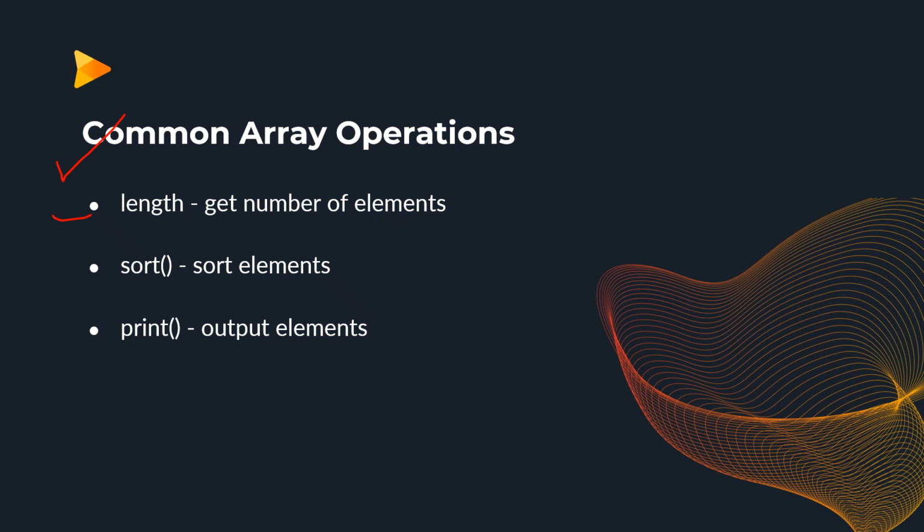Now the first one is length. The length method is used to get the number of elements, so how many elements are stored in that array you can get by using the length method. Then the second one is the sort method, which will sort the elements of our array in ascending or descending order. Now the print method is used to output the elements of our array. So these are the different types of operations we are going to perform on our arrays.